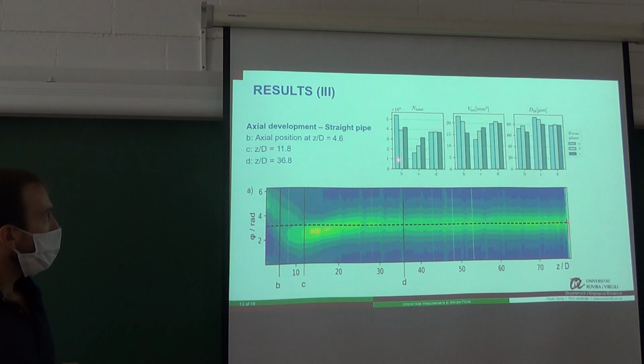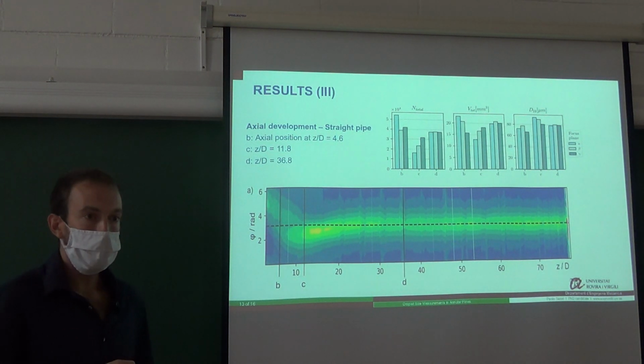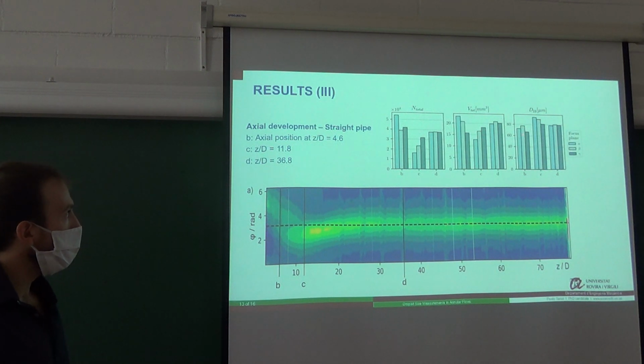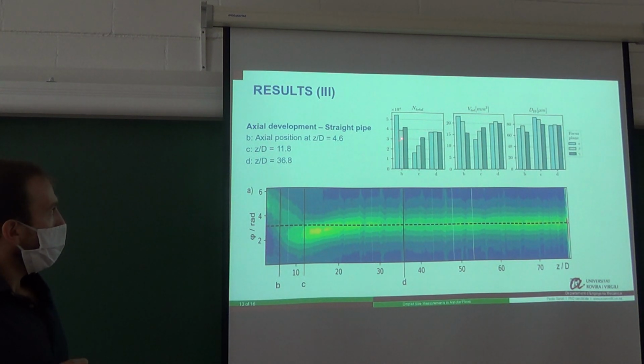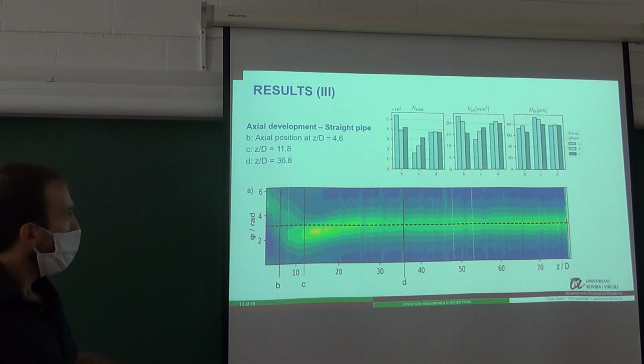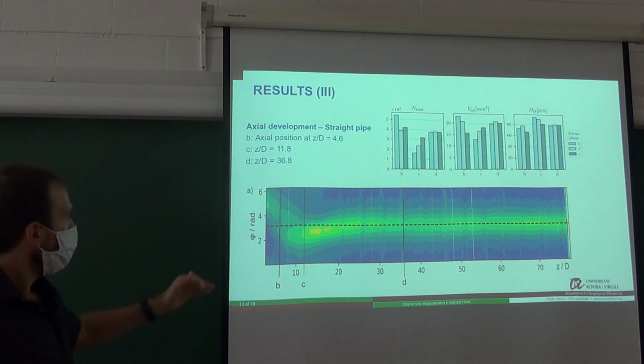So this is the total number of droplets identified, the total volume of these droplets, and the mean diameter of these drops. We can see that at the beginning in B we have very small droplets because they are produced by the nozzles. We have an imbalance. There are 3 colors for each position: alpha, beta, and gamma. These are the focus planes.